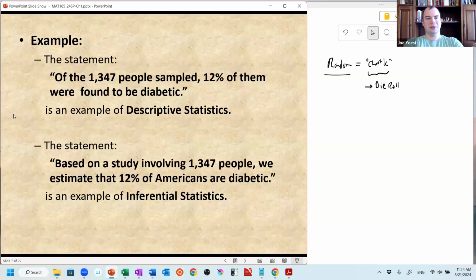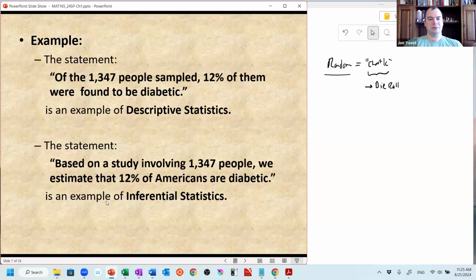So here's just an example. Of the 1,300 or so people sampled, 12% of them were found to be diabetic. That's a descriptive statistic because it discusses only the data set. A seemingly similar statement: based on a study involving 1,347 people, we estimate that 12% of all Americans are diabetic. Well, we certainly did not look at every American and decide whether they were diabetic and come up with 12%. We're basing this on a sample.